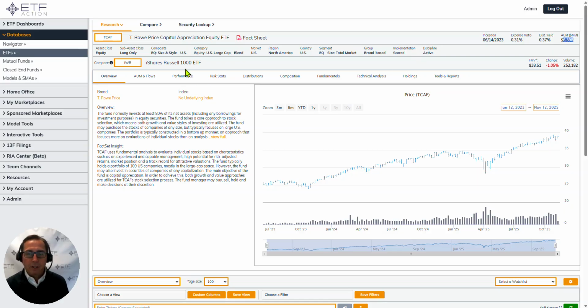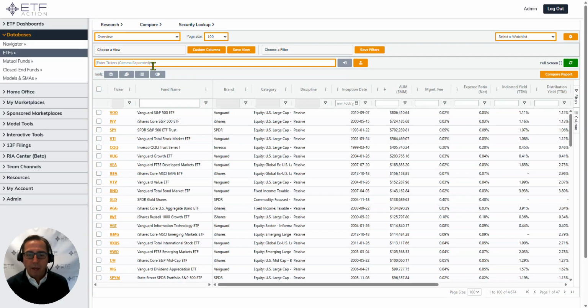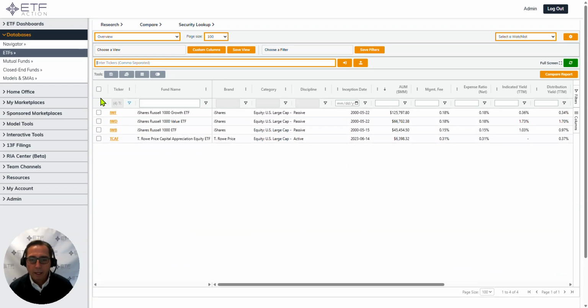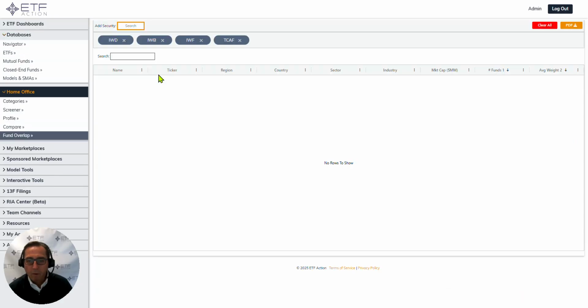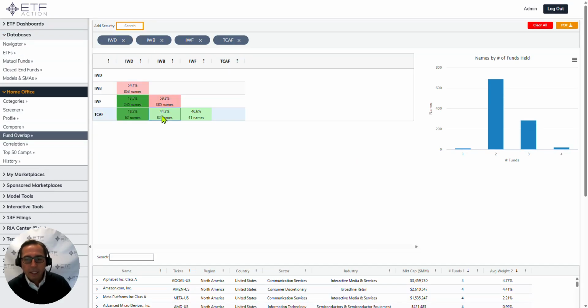And what I mean by that, and just real quick, how I can show you that: I'm going to take that TCAF product and I'm going to show you an overlap with the Russell 1000 blend, value, and growth. So I'm going to load those into my screener here. I'm going to highlight them all. I'm going to go to my overlap analyzer, and you can see, relative to IWB and TCAF, as of last night, there were 82 names in common and 44%.